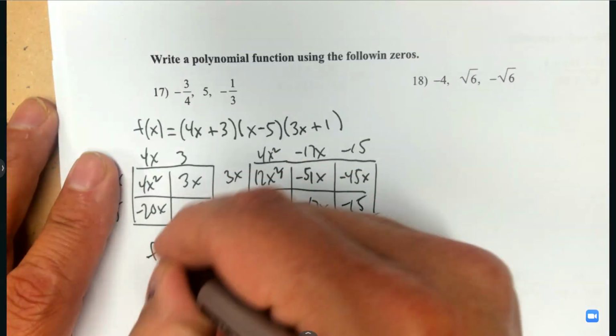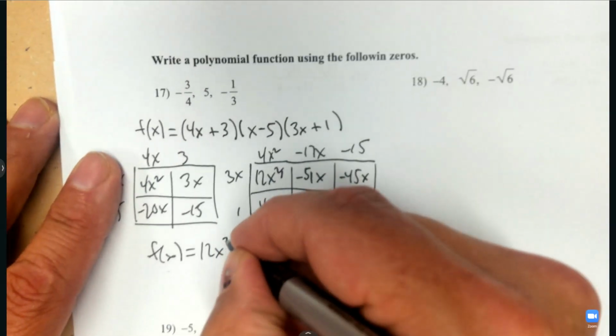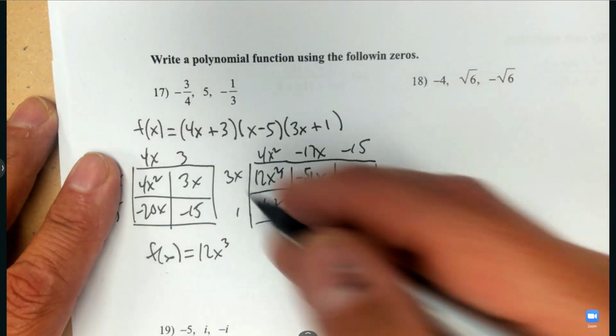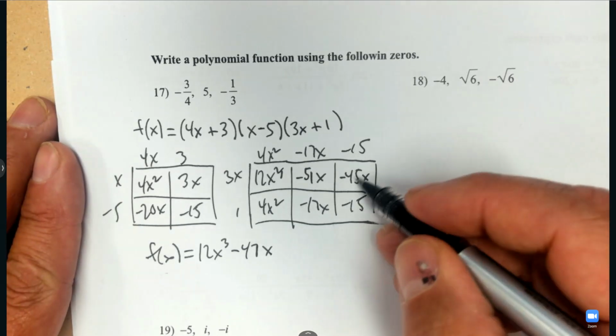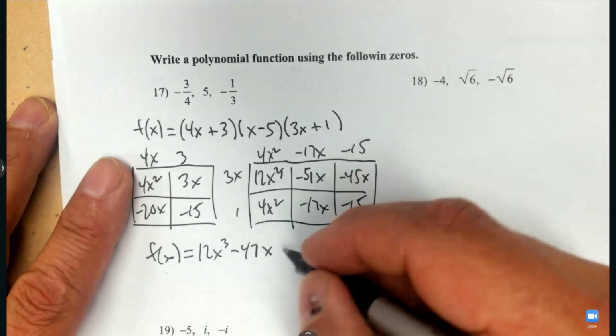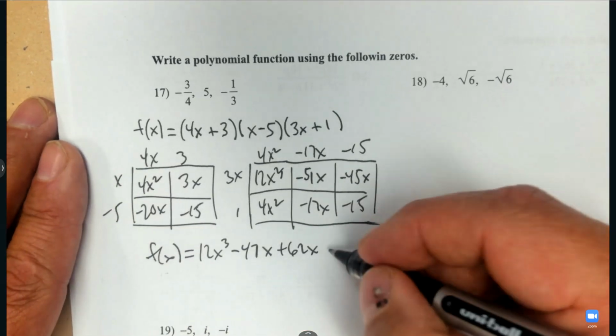All right. Then, when I put it all together, we have 12x cubed. We have negative 51 plus 4. That's negative 47. Negatives mean you add them. That's going to be 62. And then minus 15.